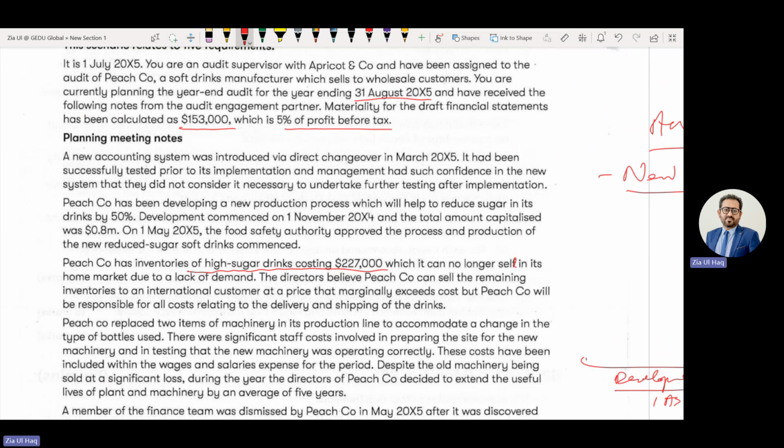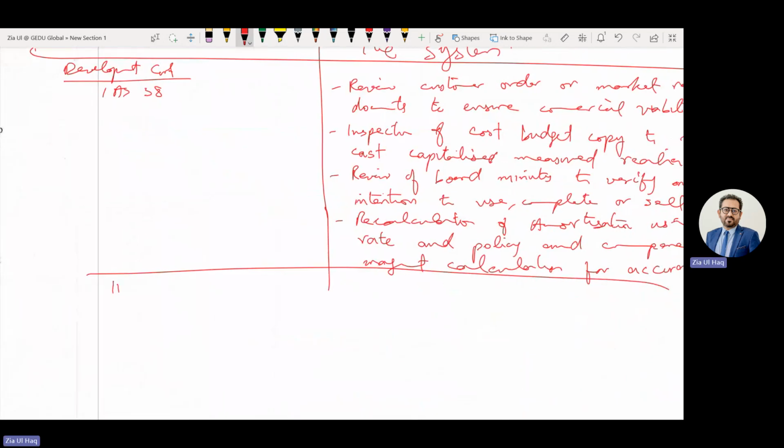Even by bearing this delivery and shipping cost, they will not be able to sell above cost. NRV will be lower than cost, because they can sell a little bit above cost, but they need to bear these costs to sell. By deducting cost of sale, even NRV will be lower than cost. So there are chances, if the company does not adjust this inventory, as 227,000 is material, if they do not adjust this inventory per IAS 2 to lower of cost and NRV, inventory could be overstated. What will be the response?